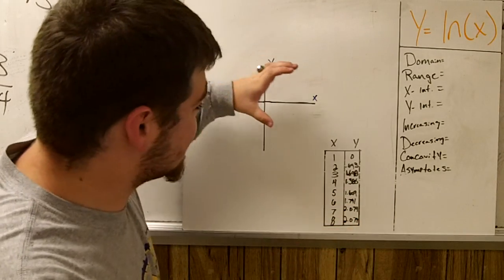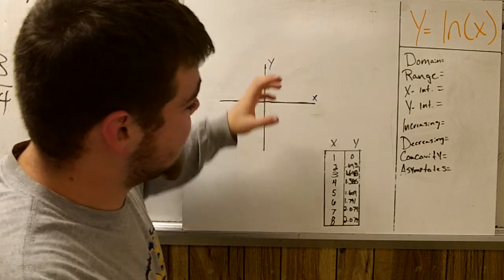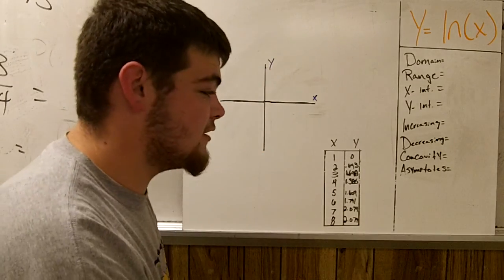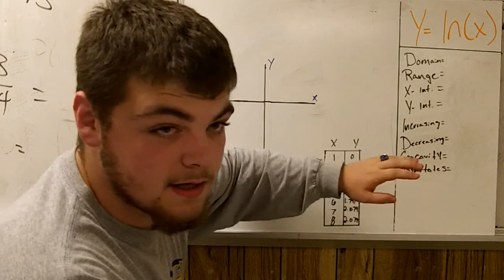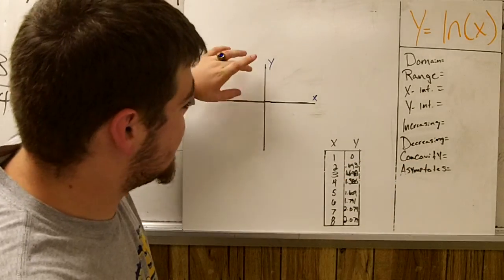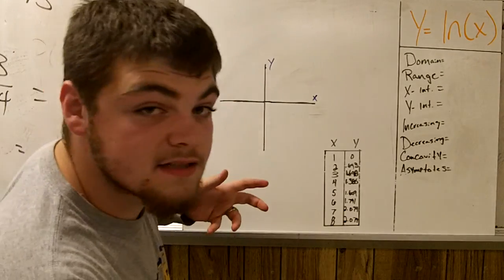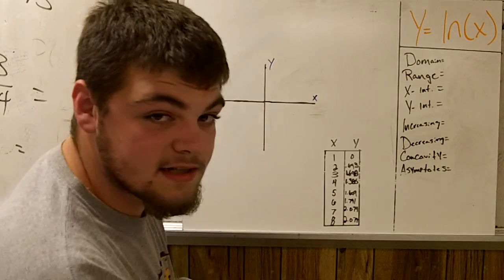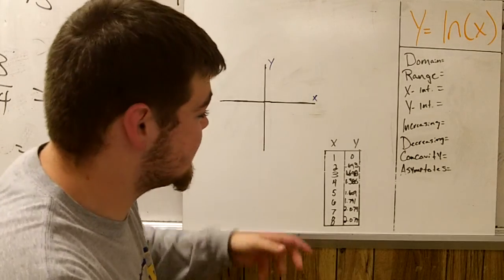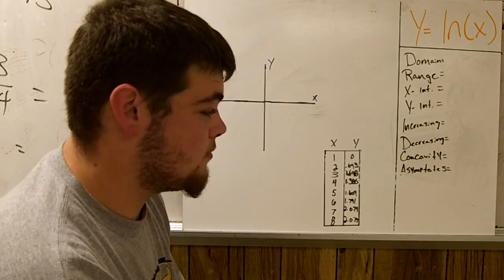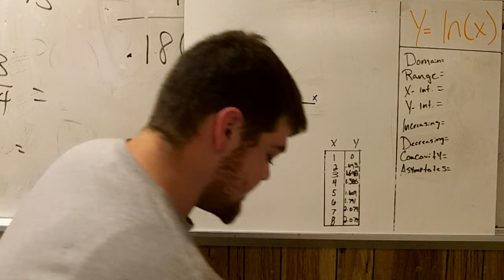Concavity: if it has a curve, is the curve pointing down or pointing up, does it curve up or curve down. And asymptotes. Asymptotes are whether or not it'll ever cross an axis. Like, if it never crosses the y-axis, then its asymptote is the y-axis. If it never crosses the x-axis, then its asymptote is the x-axis.